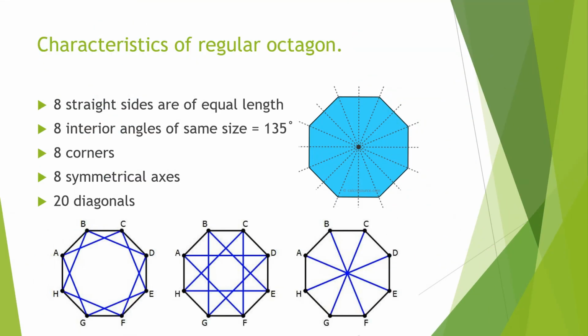Finally, the regular octagon. A regular octagon has 8 straight sides of equal length, 8 interior angles of the same size, 8 corners and 8 symmetrical axes. A regular octagon has 20 diagonals. The diagram on the right shows the number of symmetrical axes and the diagram below shows the total 20 diagonals.